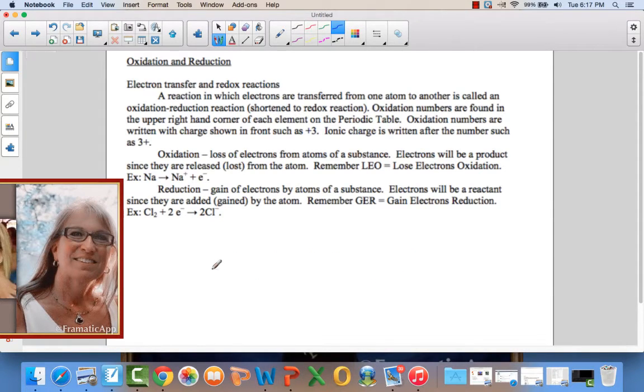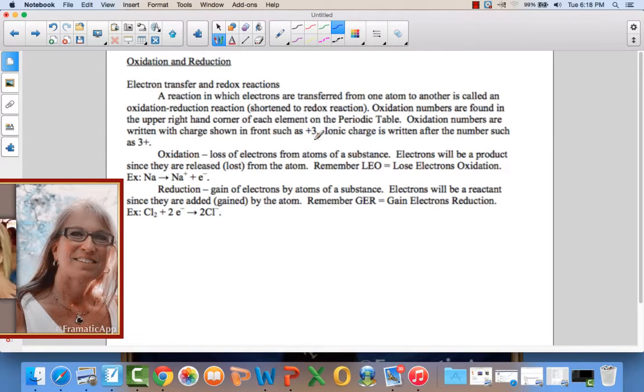So first of all, we have to talk about oxidation and reduction. Oxidation and reduction involve electron transfer. A reaction in which electrons are transferred from one atom to another is called an oxidation-reduction reaction, which is then shortened to redox, the RED for reduction and the OX for oxidation. So we're going to be using the oxidation numbers that are found in the upper right-hand corner of each element on the periodic table. Oxidation numbers are usually written with the charge shown in front, such as +3, and when we write it as an ionic charge, we usually do it afterwards, but you don't have to worry about that for purposes of this course.